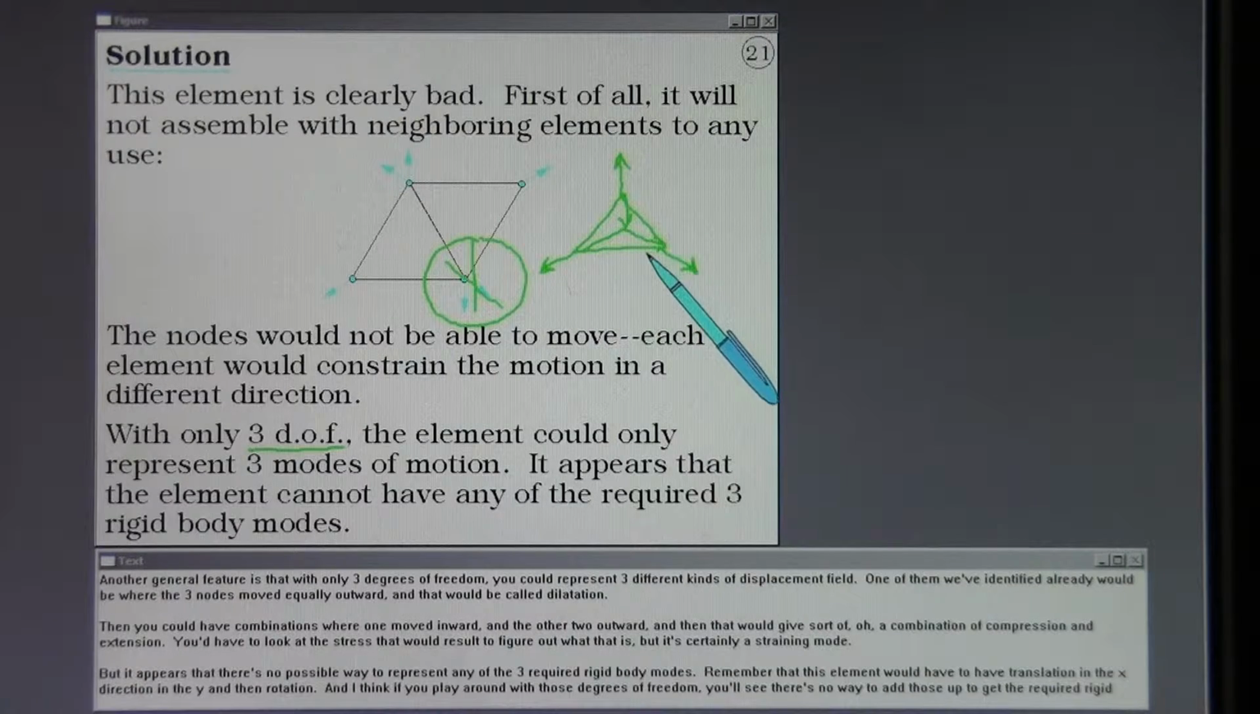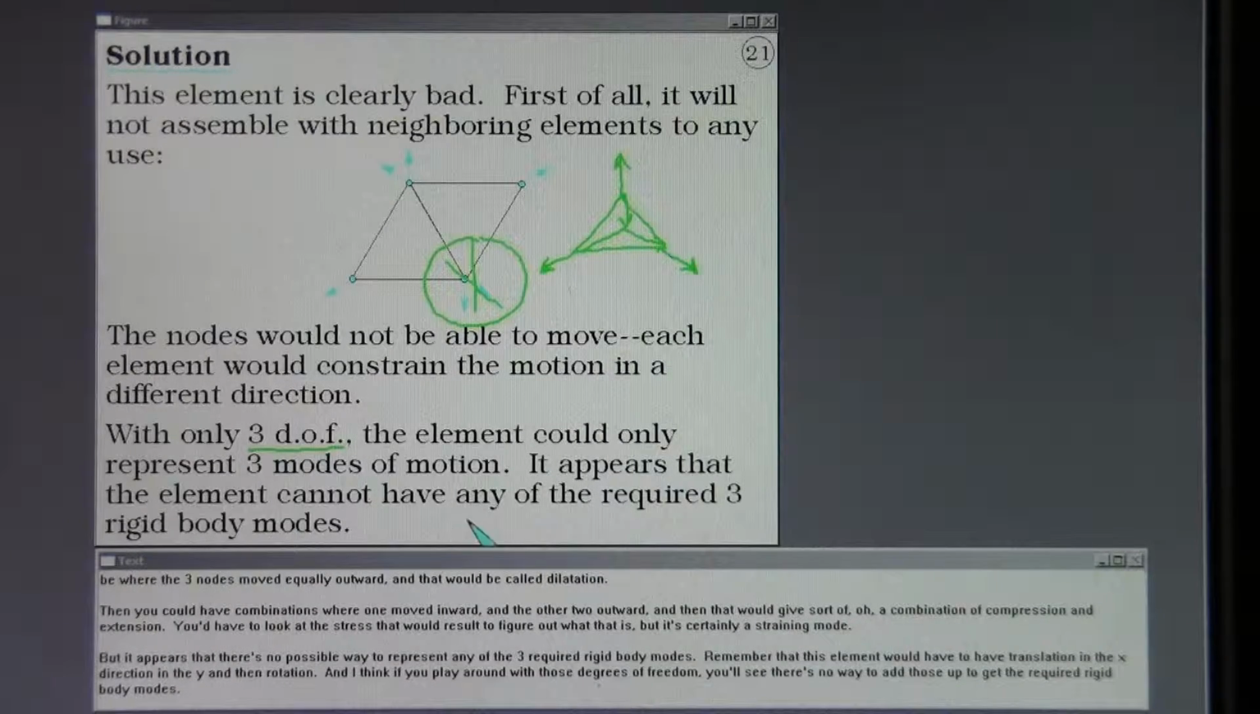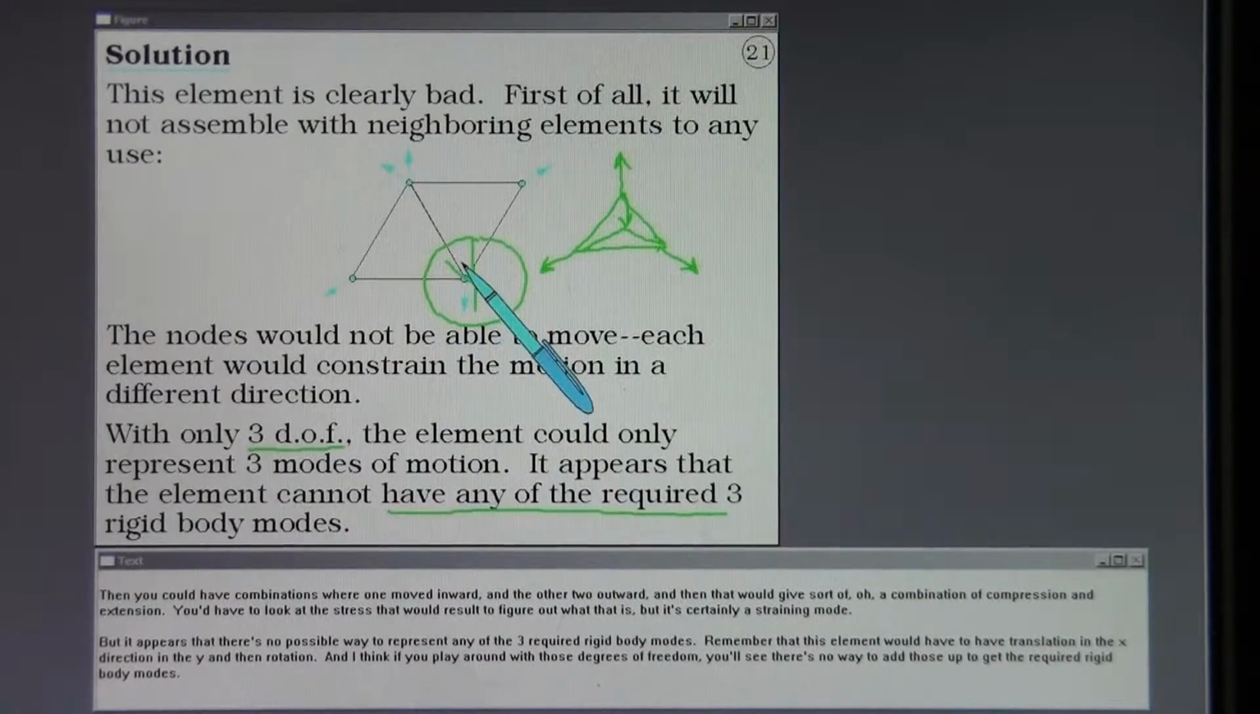Outward, and then that would give a combination of compression and extension. You'd have to look at the stress that would result to figure out what that is, but it's certainly a straining mode. But it appears that there's no possible way to represent any of the three required rigid body modes. Remember that this element would have to have translation in the x direction, in the y, and then rotation. And I think if you play around with those degrees of freedom, you'll see there's no way to add those up to get the required rigid body modes.